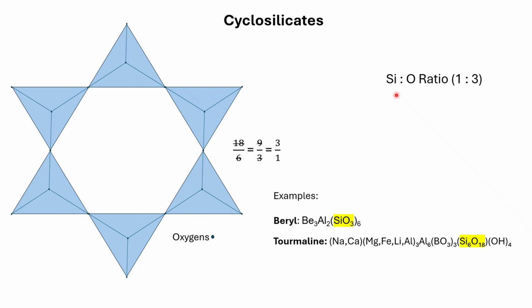The cyclosilicates are similar again. The silicon to oxygen ratio is 1 to 3. So 1 silicon, 3 oxygens, and if you count all of these up, you get 6 silicons and 18 oxygens, and you can cancel it out to get 1 to 3. So it's 3 oxygens, 1 silicon, and then you have beryl, SiO3, and you also have tourmaline, which has Si6O18, and if you really break it down, you get 1 to 3.